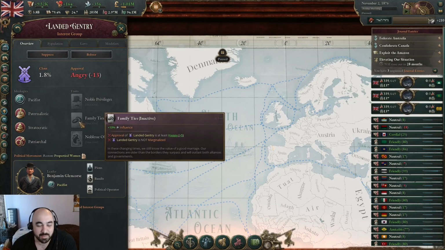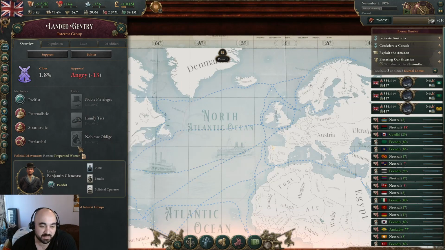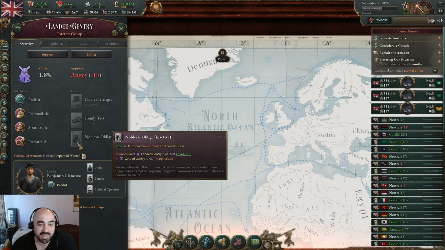Influence, not really that big a bonus. It's okay. I think this might be one of the worst, actually, of the 5% bonuses, but you're happy to have it when you get it. It's not bad, it's a bonus. And then aristocrats investment pool contribution plus 10%. The aristocrats don't give much to begin with, but the 10% is flat, important to remember. So this bonus in some sense is just as good as the industrialist one.